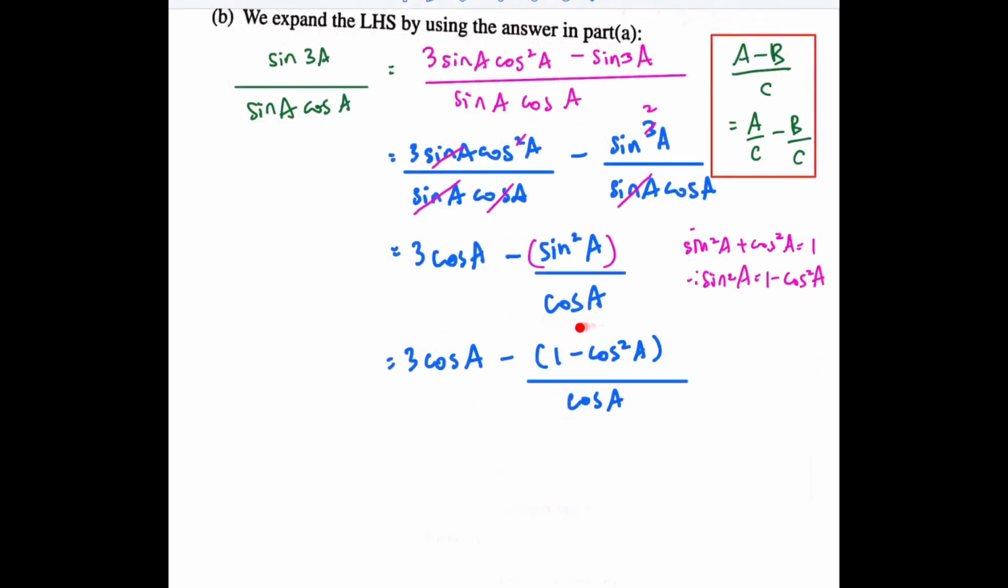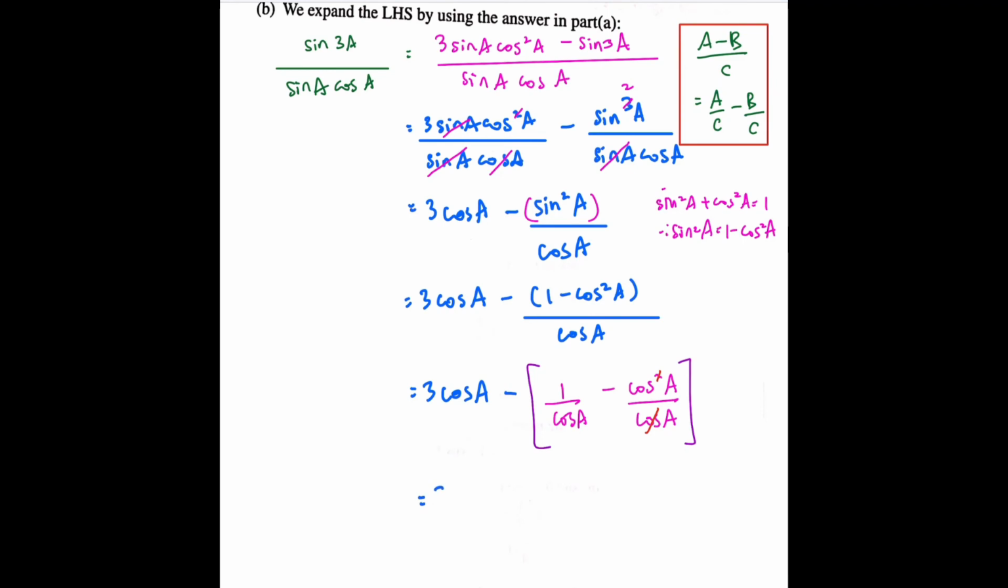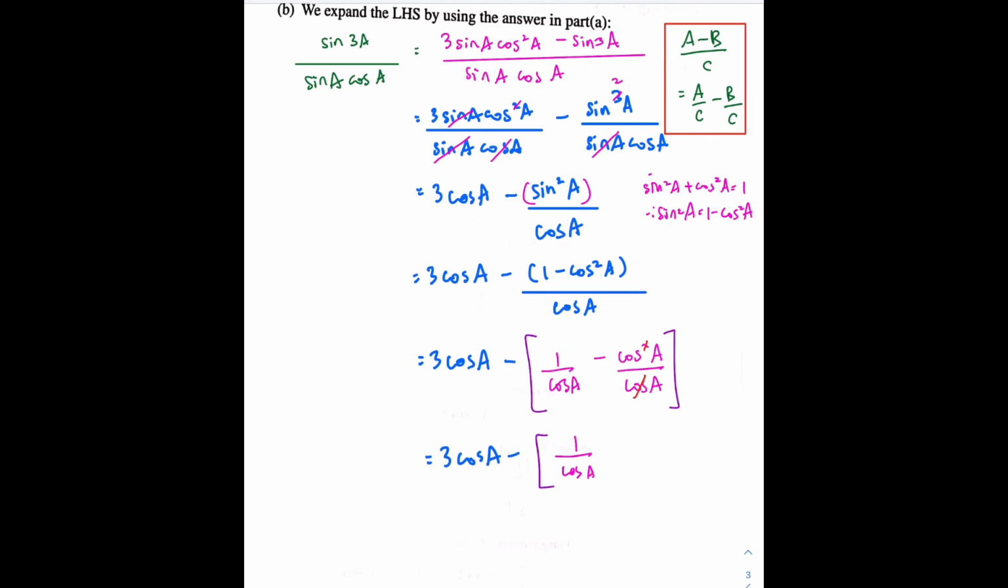Now, again, we need to open up this using the formula of simplification like this. Do not touch 3 cos A because this is almost perfect. So just open up the value at the back here. This should be 1 over cos A minus cos squared A over cos A. Now we can cancel out cos with cos. So now we are left with 3 cos A minus (1 over cos A minus cos A).